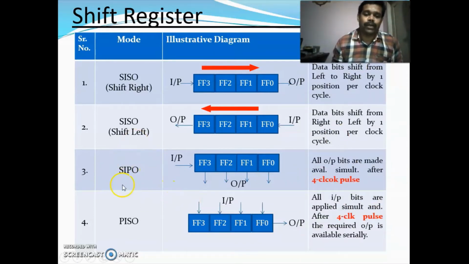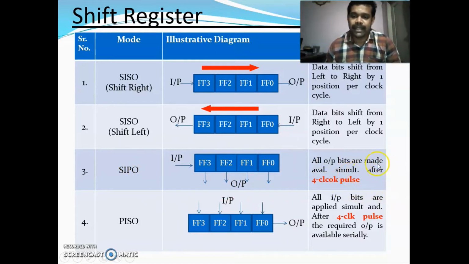Then serial in, parallel out. You will be giving the input in serial and you can get the output in parallel. Here all the outputs are made available simultaneously after the 4 clock pulses. But in the case of serial in, serial out, we will not get the output after 4 clock pulses. Here we need 8 clock pulses.